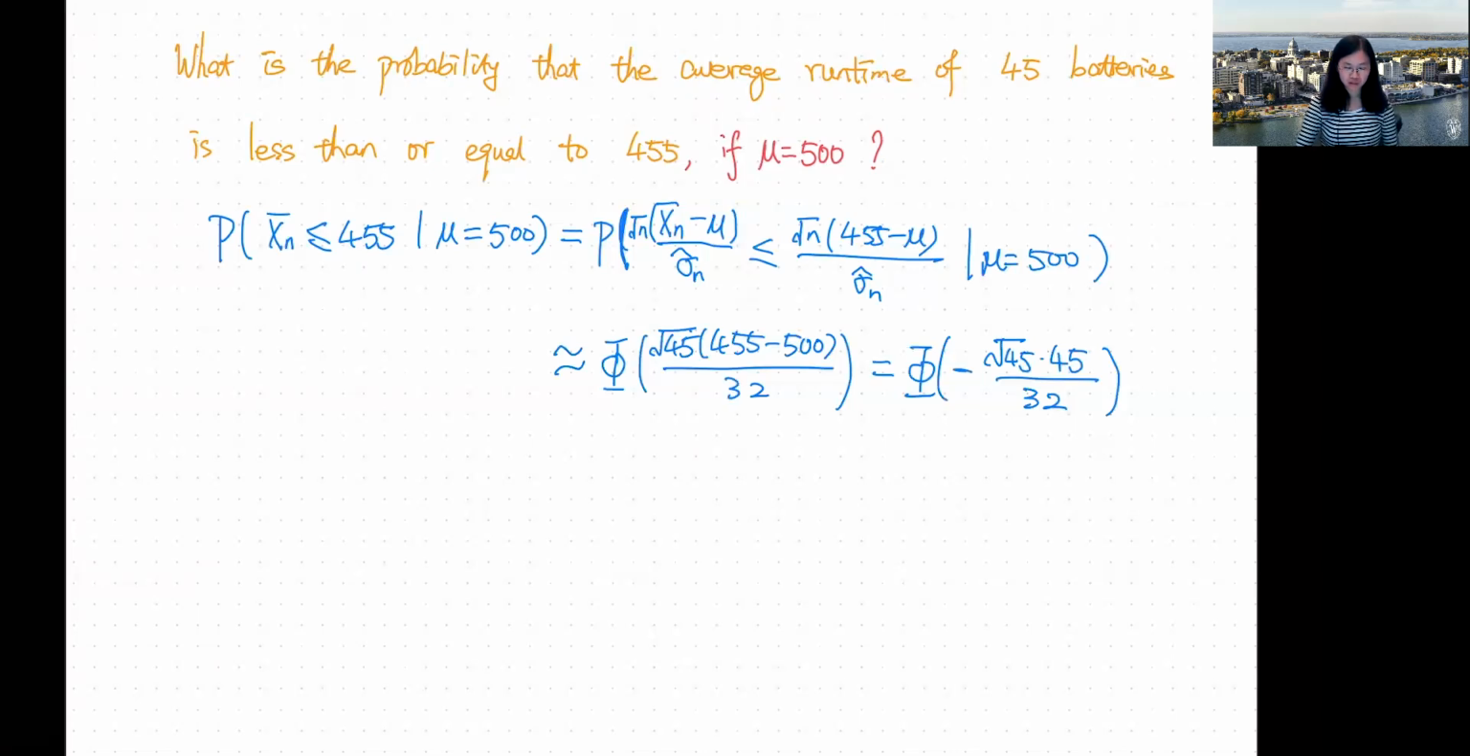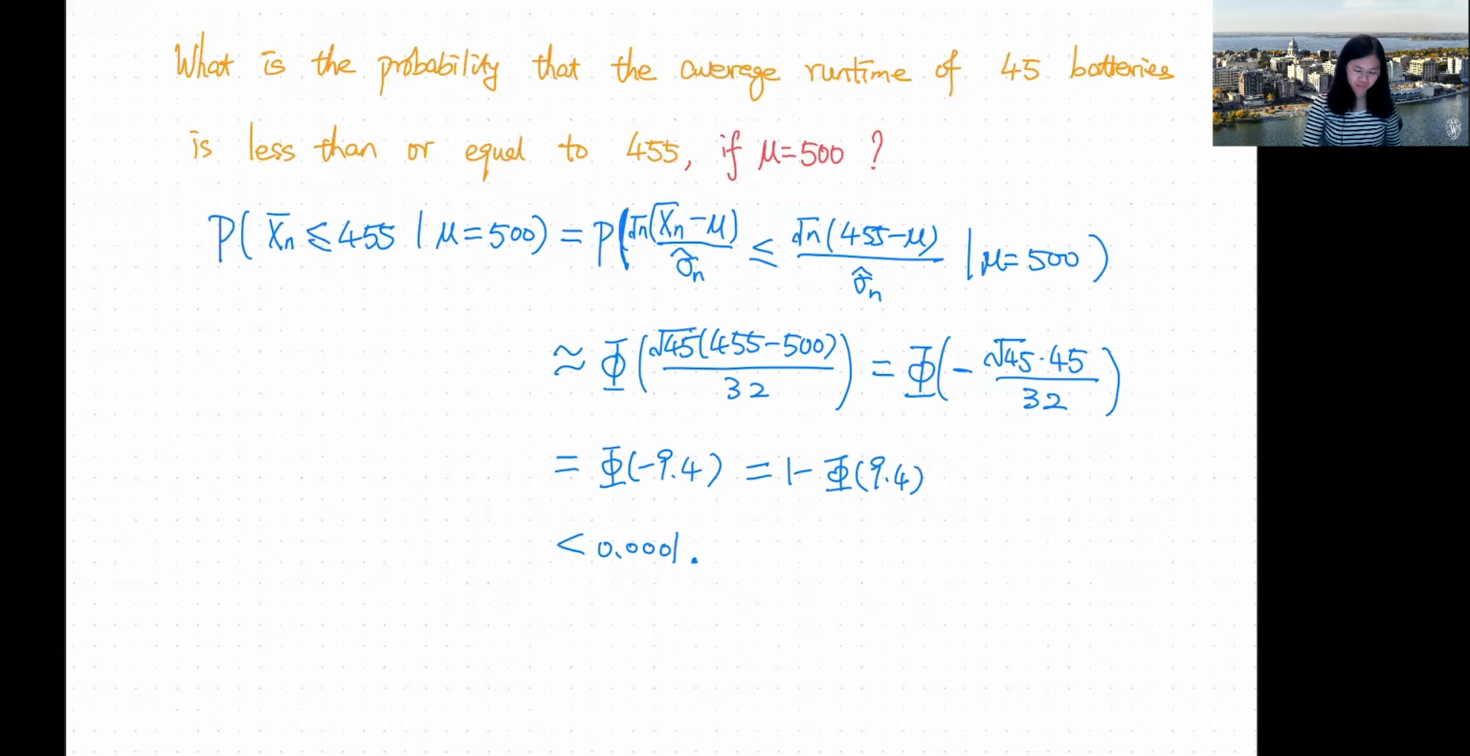And that number turns out to be phi of minus 9.4 approximately. Or in other words, it is 1 minus phi of 9.4. And that is a very, very small probability. That's less than 0.0001. So that's less than 0.01%.